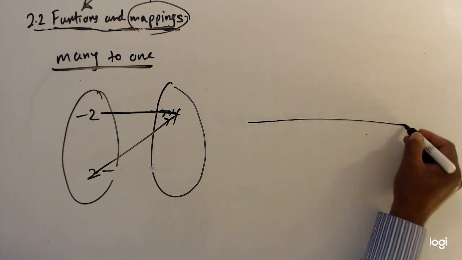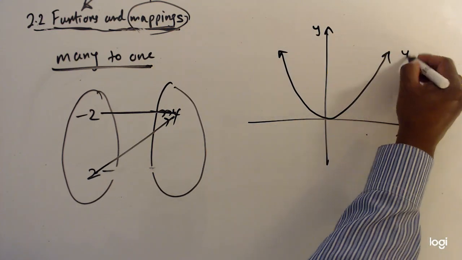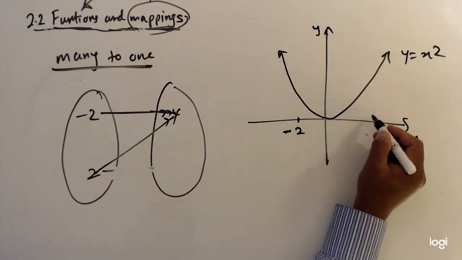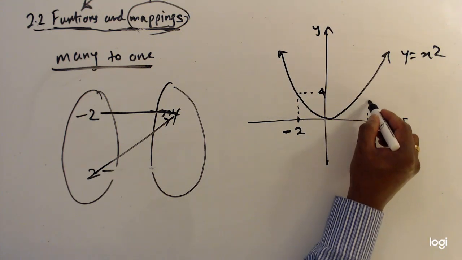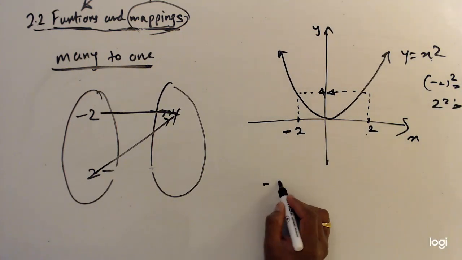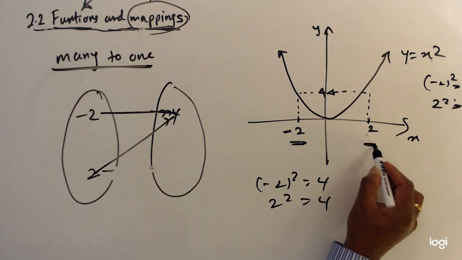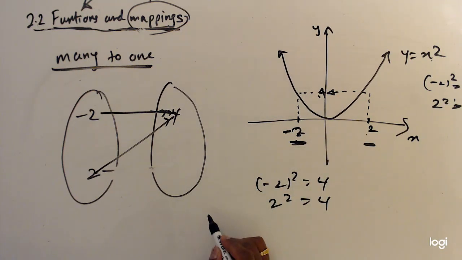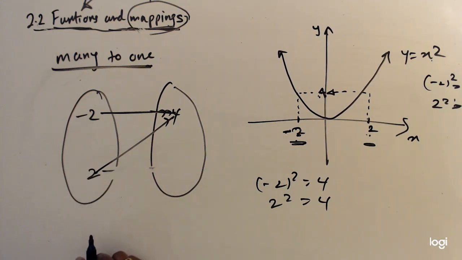What is the example? The example is y equals x squared, for this type of graph. When you put minus 2, the answer is going to be 4, and when you put 2, the answer is 4, because minus 2 squared is 4 and 2 squared is also 4. Two x values, one output. One input, one output. It doesn't matter, it is the same. So this is many to one, so this is also a function.